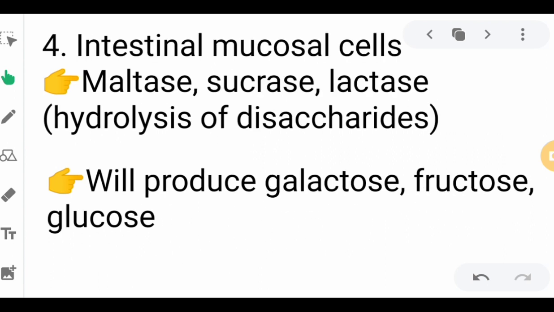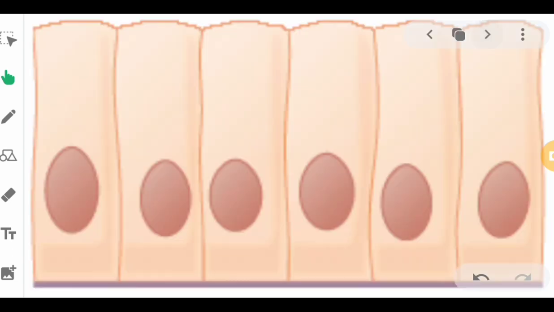The final step in carbohydrate digestion occurs in the outer membranes of intestinal mucosal cells, where the enzymes that convert disaccharides to monosaccharides are located. These enzymes are maltase, sucrase, and lactase. These three enzymes catalyze the hydrolysis of disaccharides. Meaning, they will break down the disaccharides to produce the monosaccharides galactose, fructose, and glucose.